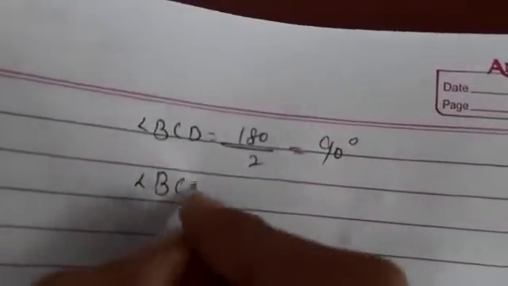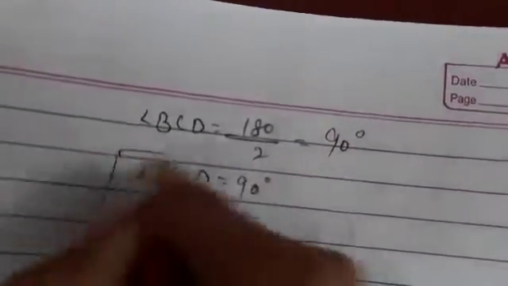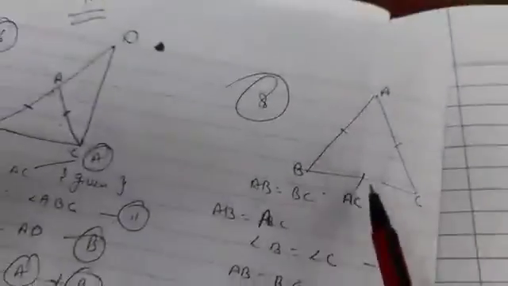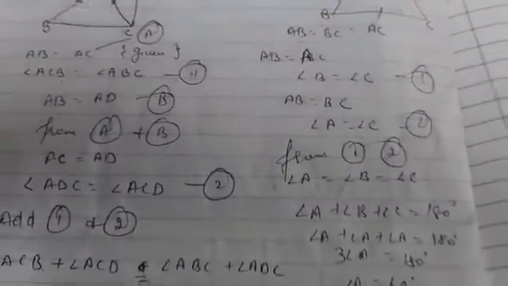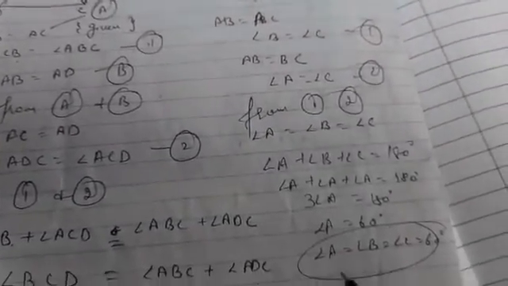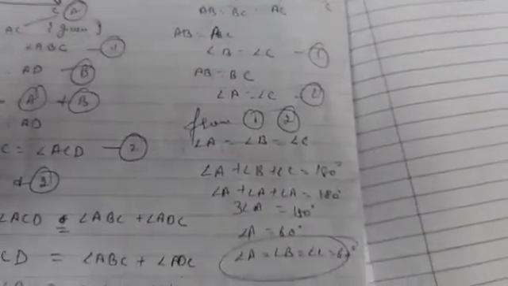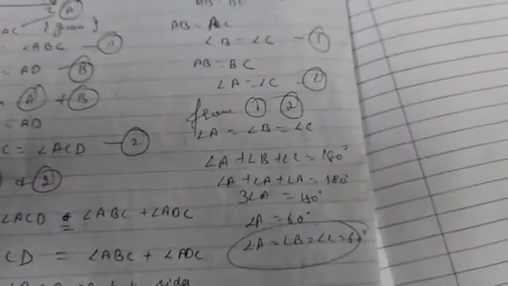So 2 times BCD is equal to 180 degrees. So BCD is equal to 180 by 2, 90 degrees. Angle BCD is 90 degrees, that we had to prove. So we have proved. You can see this is the 7th question and this the 8th question. These all are the same, so like this you can do. Clear? So with this our exercise 7.2 is completed.